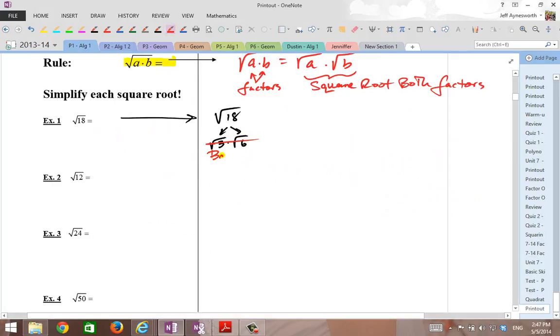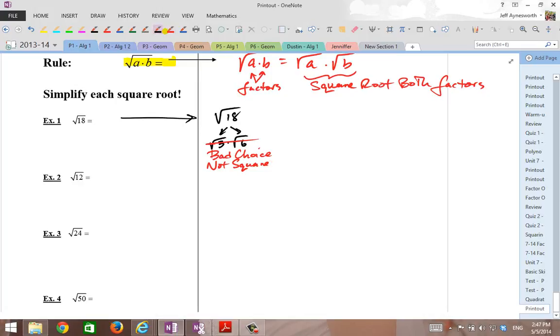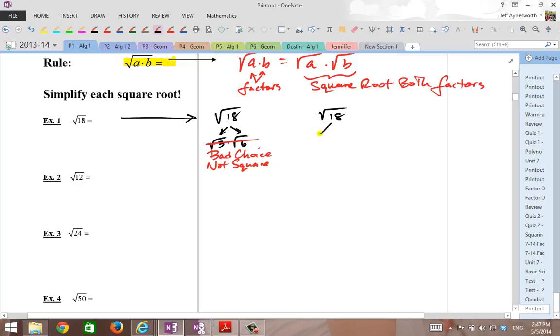So let's write that down. This is a bad choice of factors. Don't choose these. These are not squares. You shouldn't choose numbers that aren't squares. You've got to find one that is a square. So a better choice for splitting up root 18 would be using 2 times 9 or 9 times 2. I always put the square first personally, because that's the one you're going to be simplifying.